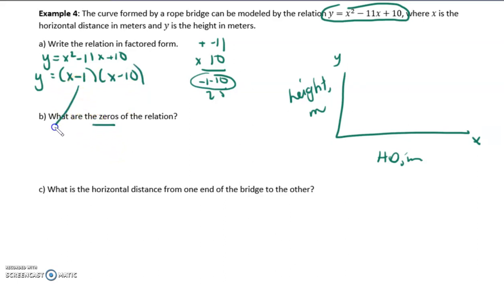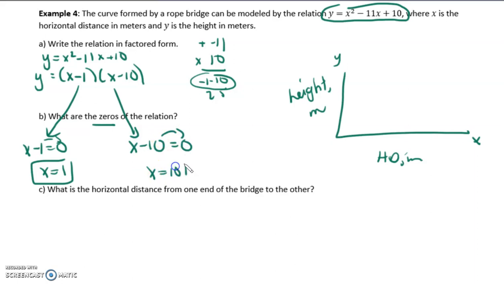B, what are the zeros? So let's branch these off. X minus 1 equals 0, bring that over. X equals 1 is one of our zeros. And x minus 10 equals 0, so x equals 10. So what this looks like on, say, a graph, you need to look at it visually. We have 1 and 10. And this actually opens up. So it looks like that.